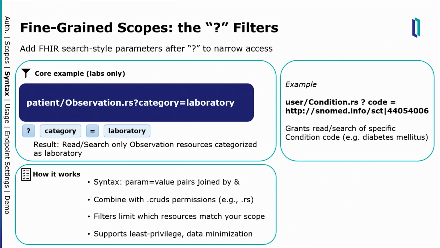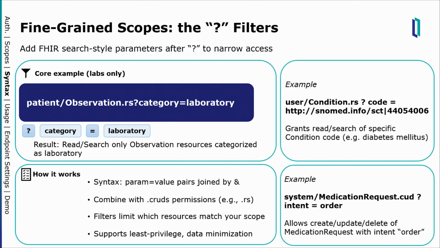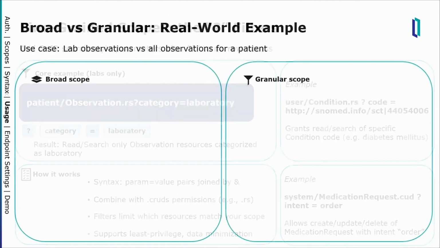Let's look at these examples. We have here a condition of a specific type of diabetes in this case, or we have an example of medication request where we only allow to create, update, and delete only ones with intent of order. So these are more examples of how we can limit the access. If I want a user to be able only to create, update, and delete these kinds of medication requests, this is the kind of scope I can allow them.